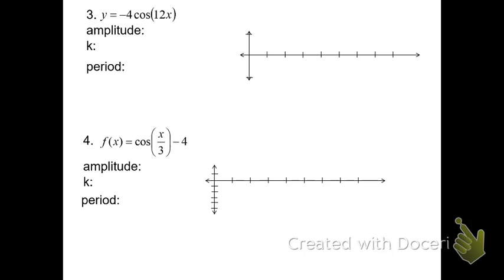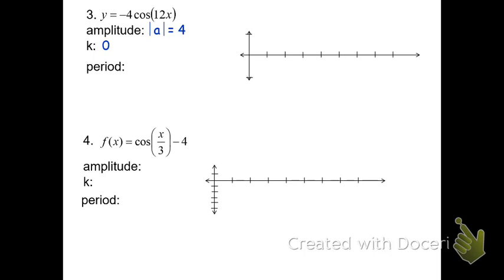Alright, hopefully you've had a chance to work these problems out. On example number 3, the amplitude is 4. Now I'm not going to say -4, it's the absolute value, so the amplitude is 4. We just know that it's going to start at minimum. The k, I see nothing added at the problem outside of the parentheses, so the k is 0.